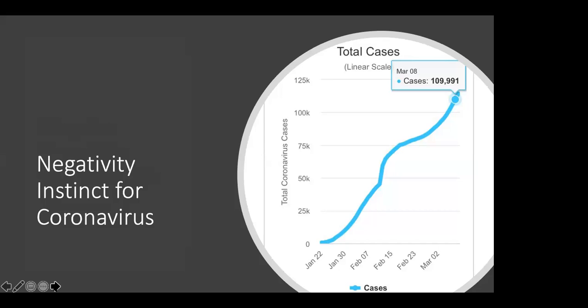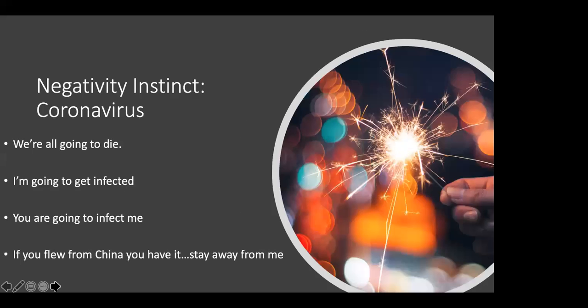Negativity instinct for coronavirus. When people see this graph, next, please. They think we are all going to die. I'm going to get infected. You are going to infect me. Like something is bad news. Next, please.